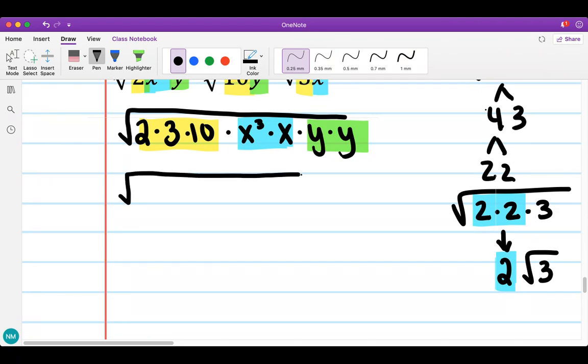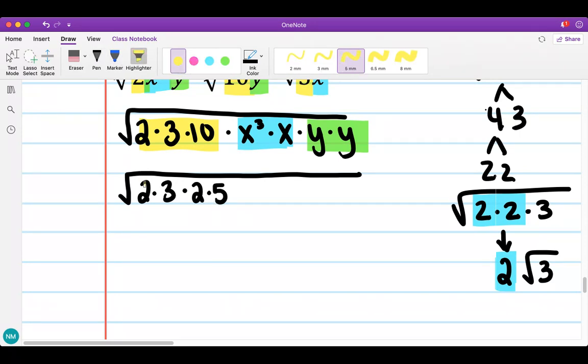The way I'm going to rewrite it now is I'm actually going to factor this 10 out. 2 times 3, and then 10 is the same thing as 2 times 5. The reason I'm going to do that is so we can easily see this double 2, which is going to come out afterwards as a 2. The same way it happened here, it's going to come out later on. But for right now, we're just breaking it down.